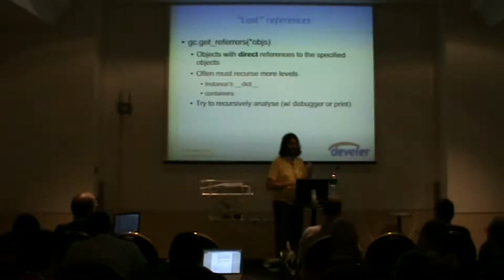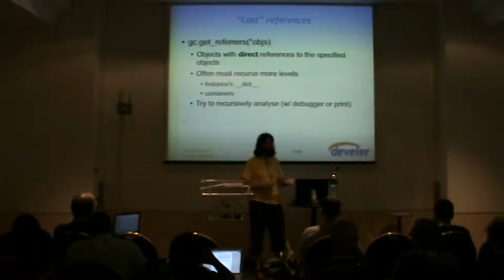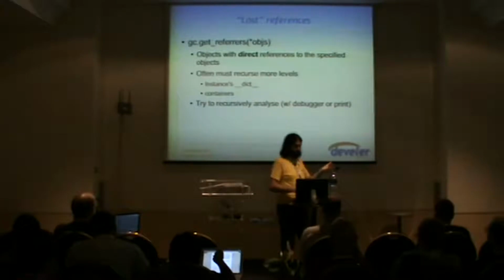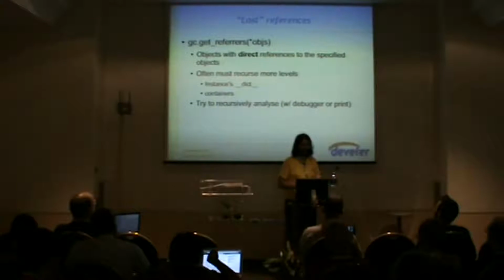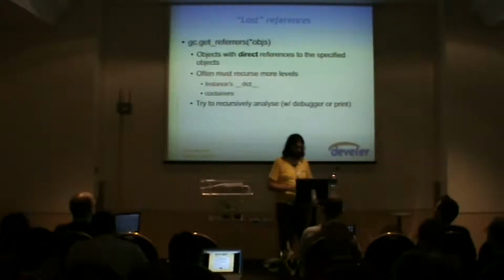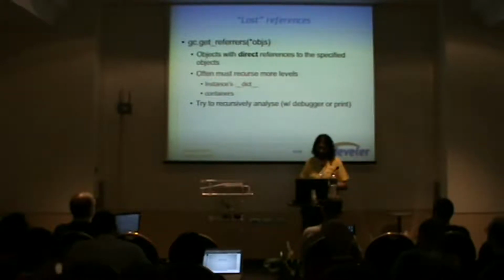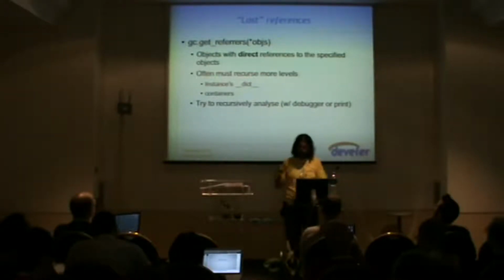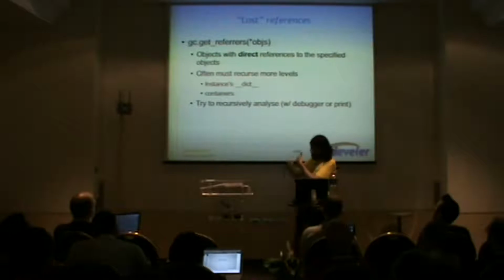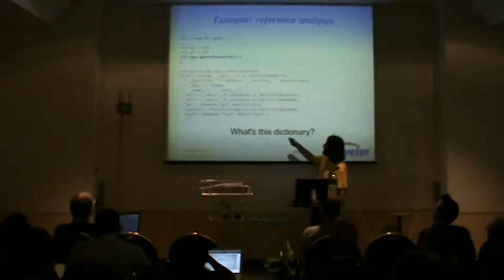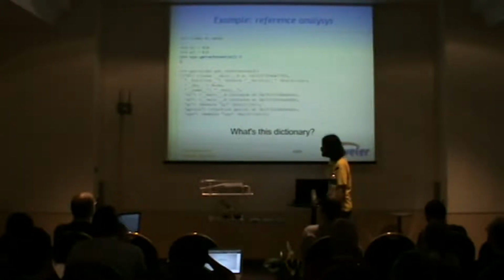So, for instance, if I ask for the referrers of an object which is held as an attribute in another object, this function will return the instance dictionary of the object, okay? Because that's the direct reference to the first object. So we probably need to recursively analyze the references. I have some example I can show you. So get back to the ADummy class.